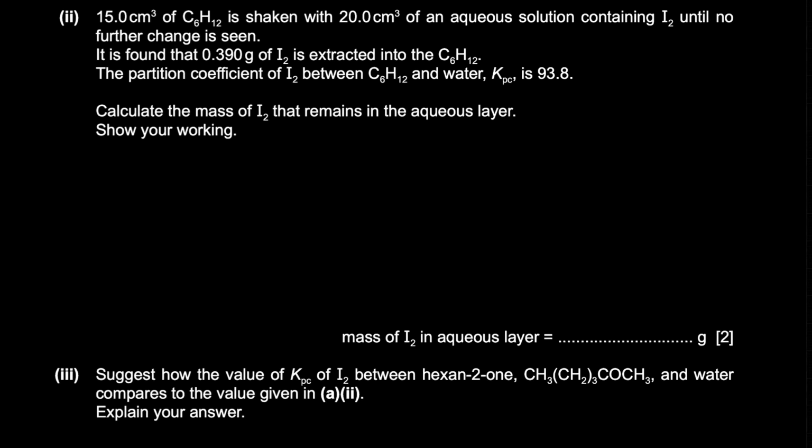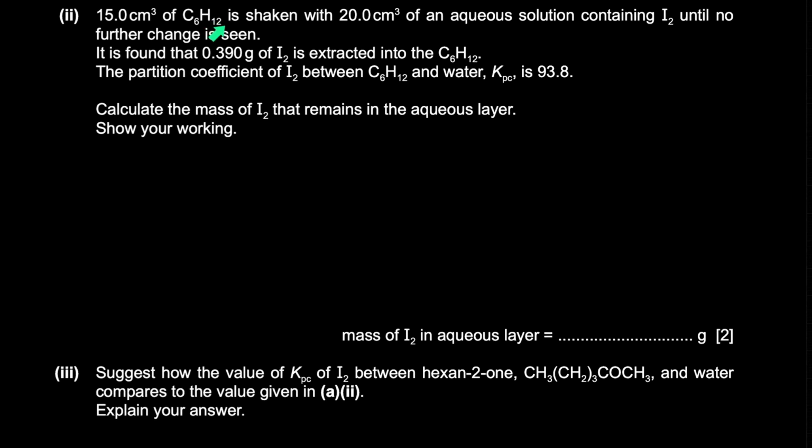15 cm cube of C6H12, the cyclohexane mentioned in the first part, is shaken with 20 cm cube of an aqueous solution containing iodine until no further change is seen. It is found that 0.39 grams of iodine is extracted into the cyclohexane. The partition coefficient between cyclohexane and water is 93.8. Calculate the mass of iodine that remains in the aqueous layer.